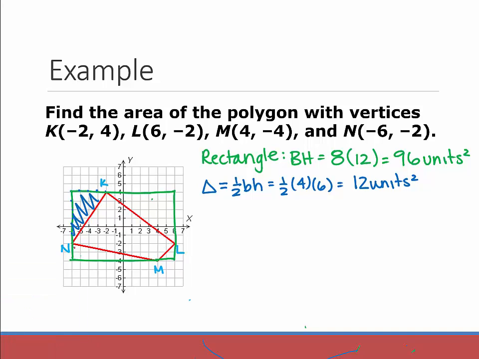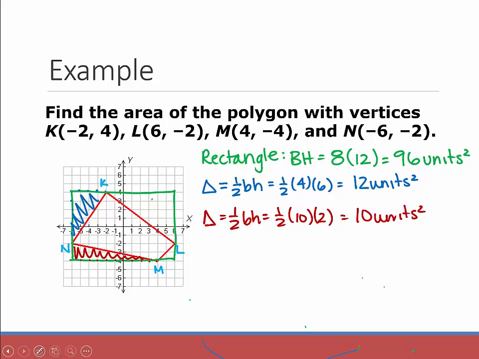And then do this again. Let's try this triangle down here. Formula is the same. This time my base is 1, 2, 3, 4, 5, 6, 7, 8, 9, 10. And my height is only 2. So we'll take out 20 units squared. Let's do this little triangle here. Same formula. This time my base is 2 and so is my height. So we're going to take out 4 units squared.